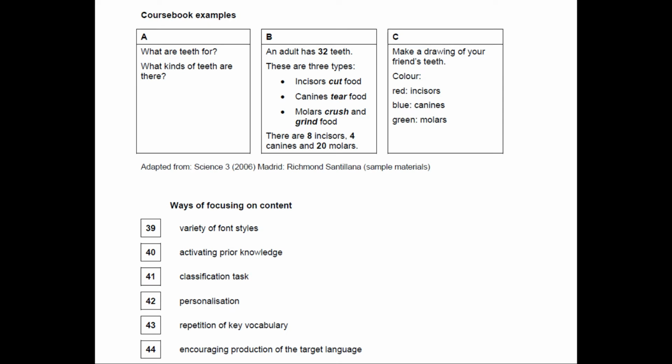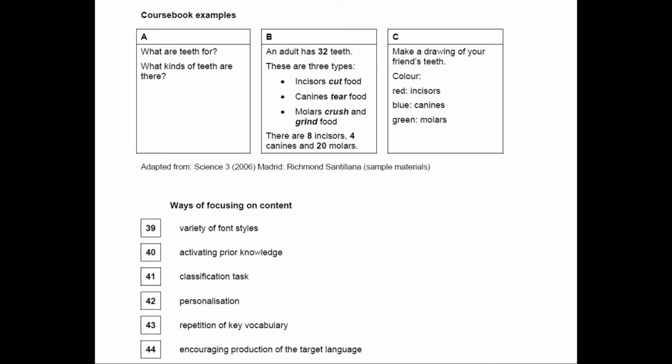In the next couple of questions, we're going to look at some coursebook examples and the ways of focusing on content used in them. So let's take a look at number 39. A variety of font styles. This is used in text B. 40. Activating prior knowledge. This is used in text A. In the questions, what are teeth for and what kinds of teeth are there?